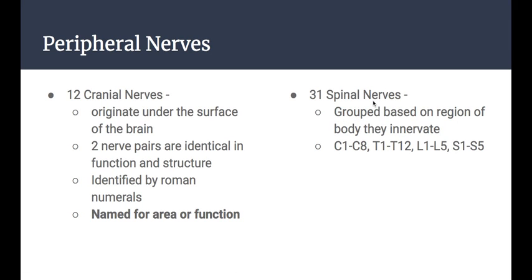We have the spinal nerves then. There are 31. These are grouped based on the region of the body they innervate. So basically they go along with your spine: C1 to C8, T1 to T12, L1 to L5, and then S1 to S5, S being sacrum. So don't forget the sacrum. That is also a part of your spine. We also have our coccyx at the bottom of our vertebral column, but there are no nerves that innervate that.